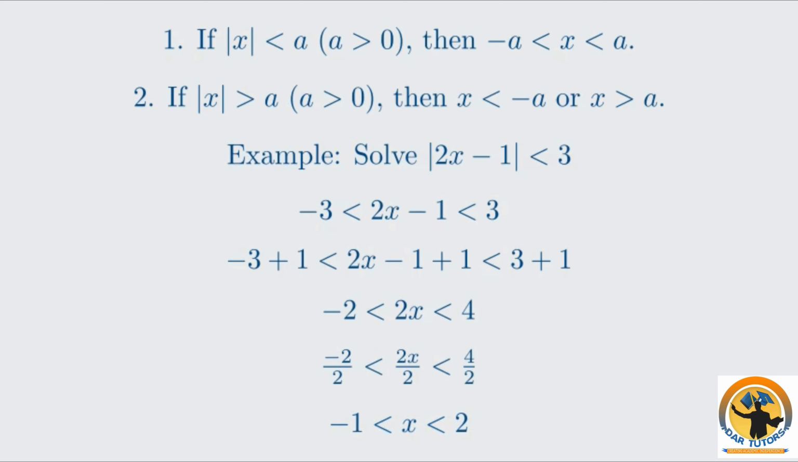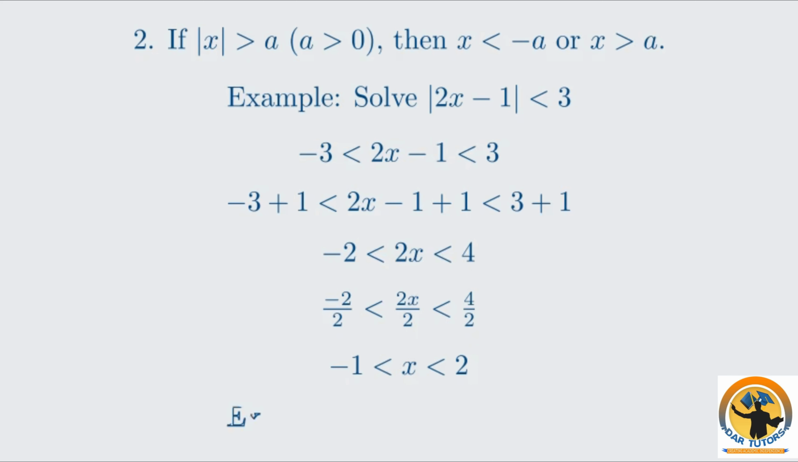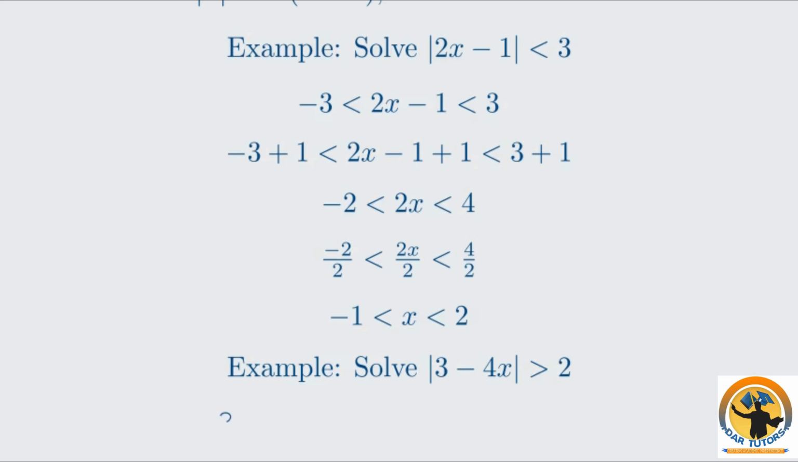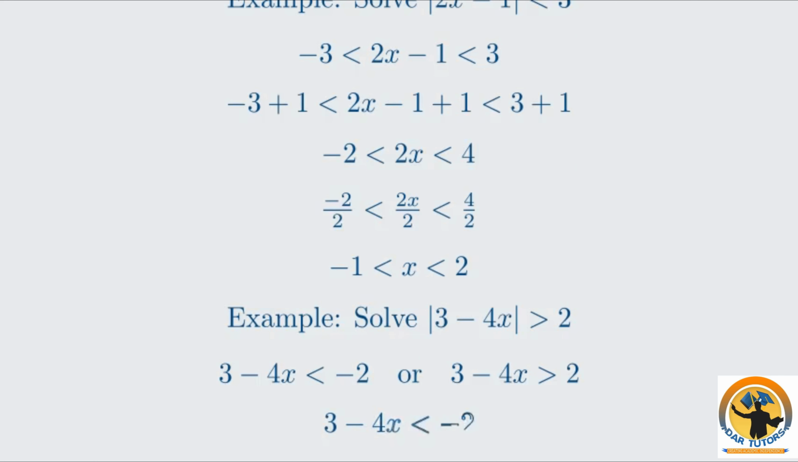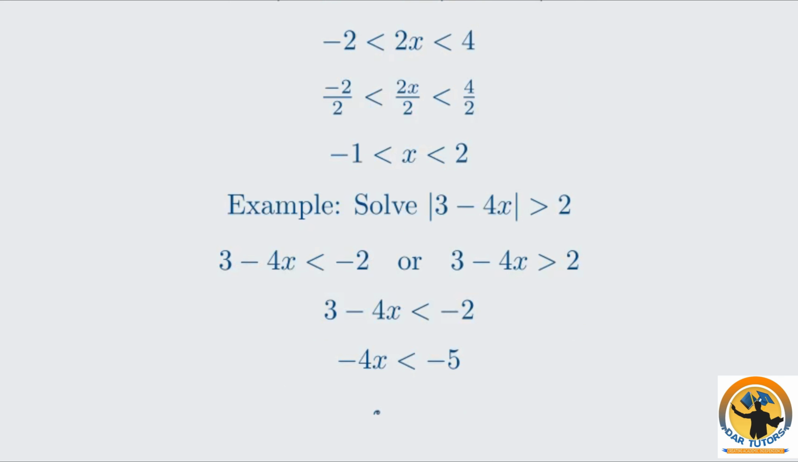Let's try one with a greater than sign. Solve the modulus of 3 minus 4x is greater than 2. Using our second rule, the expression 3 minus 4x must be less than negative 2 or greater than positive 2. We solve these two inequalities separately. For the first one, 3 minus 4x is less than negative 2. Subtracting 3 gives negative 4x is less than negative 5. Dividing by negative 4 and reversing the inequality sign gives x is greater than 5 over 4.